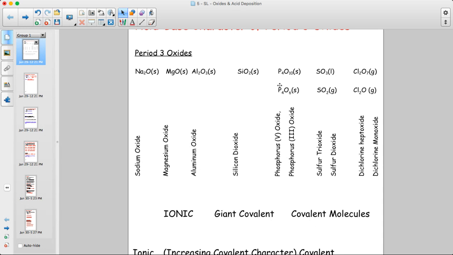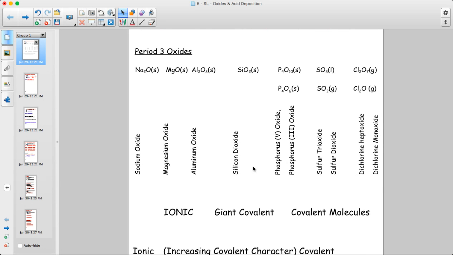So I've listed all the different compounds of period 3 elements with oxygen. So these are the period 3 oxides. And we go sodium oxide, magnesium oxide, aluminum oxide, and then we get to silicon dioxide. And there's a couple different forms of phosphorus oxides and sulfur oxides and chlorine oxides.